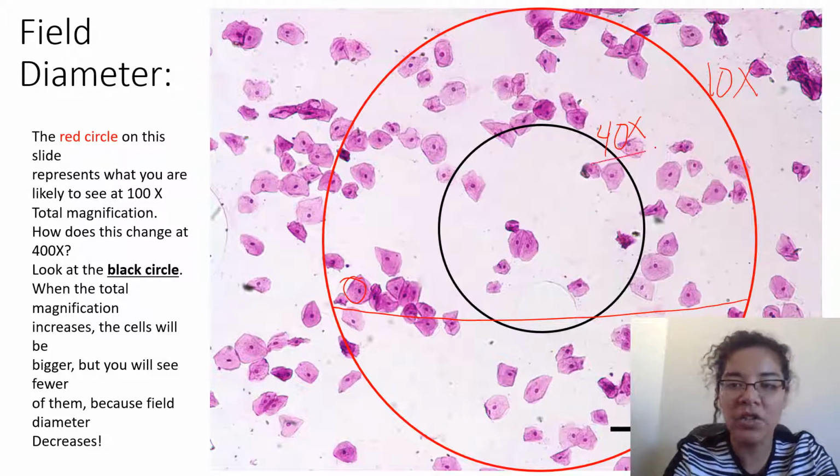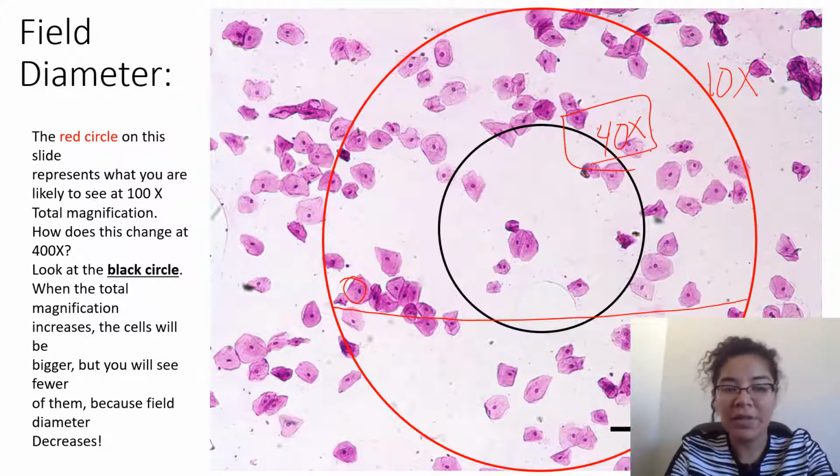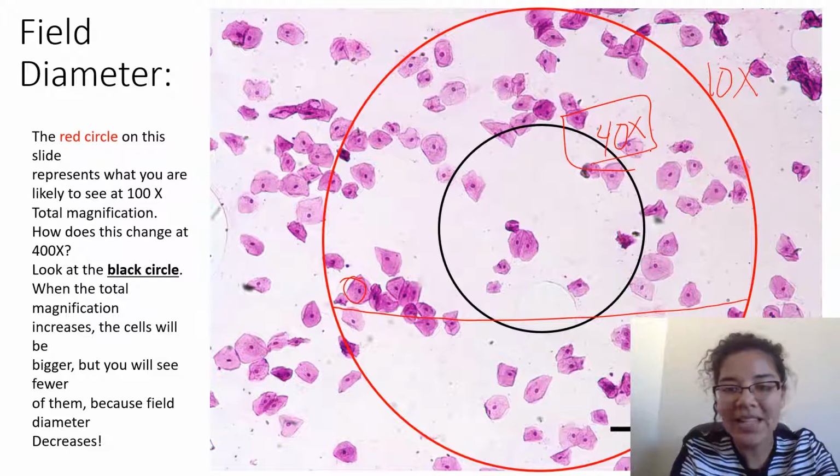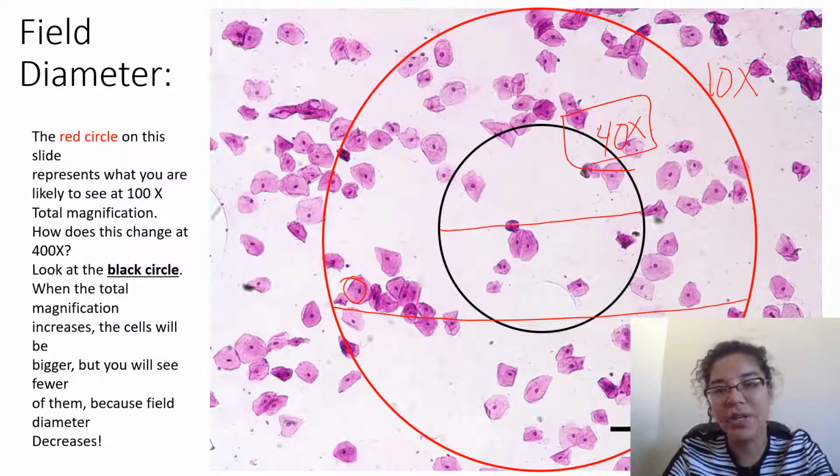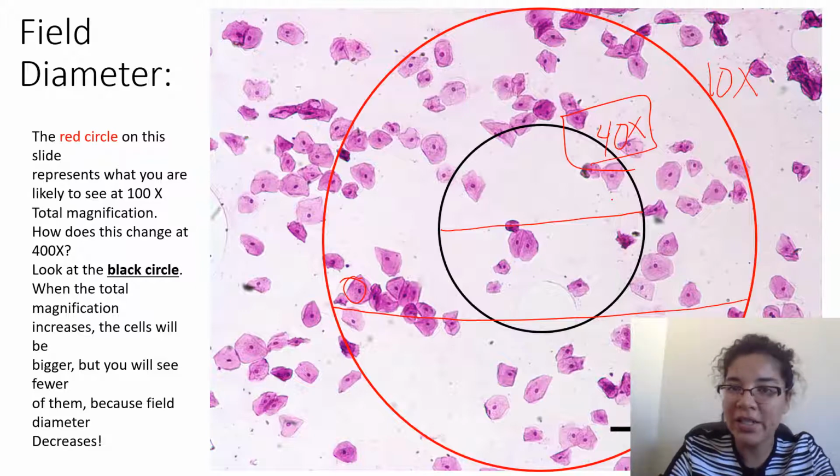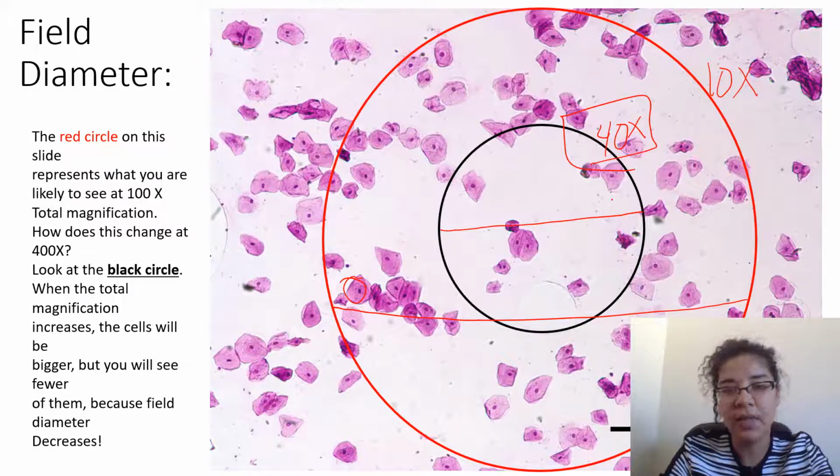When you magnify it to 400 times magnification, or we're at the 40x objective, we see less cells. And so that's the black circle. And the line that I just drew is the diameter of the 40x objective, or the 400 times magnified field. So this slide just shows you how much you could see under the microscope according to which objective you're using.